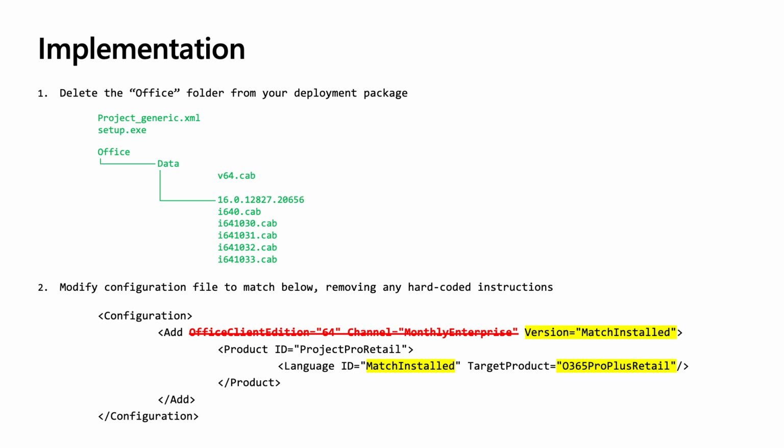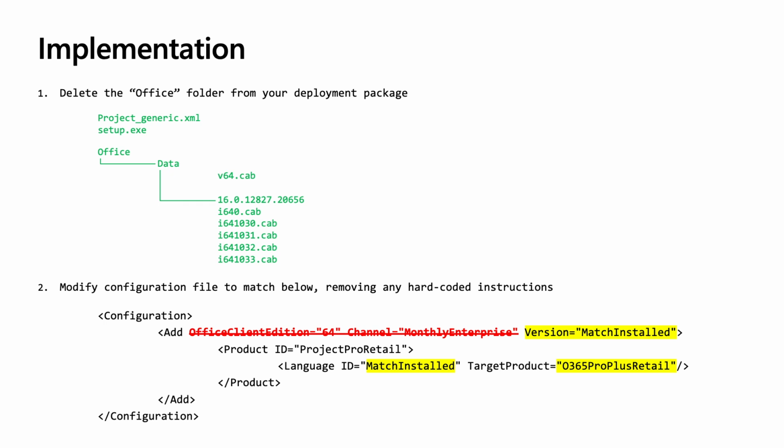So how can you implement this universal package that you never have to touch again and which is auto-adapting to this situation? So first of all, we have to get rid of the source files. If you're looking at one of your existing deployment packages, you will see the setup.exe file, your configuration file, and a folder called Office with some subfolders and files in it. This is where the source files are sitting. We can just delete the full folder.